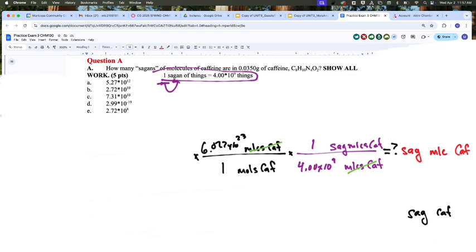I have moles of caffeine. Do I want moles of caffeine in my answer? No, which means what do I got to do? I need a conversion, or not a conversion. I need to put in the moles of caffeine so that unit cancels out. Do I know the moles of caffeine? We go back to the question. Does the question tell me the moles of caffeine? No, which means what do you have to do? You're going to convert. What do you want to convert the moles of caffeine to?